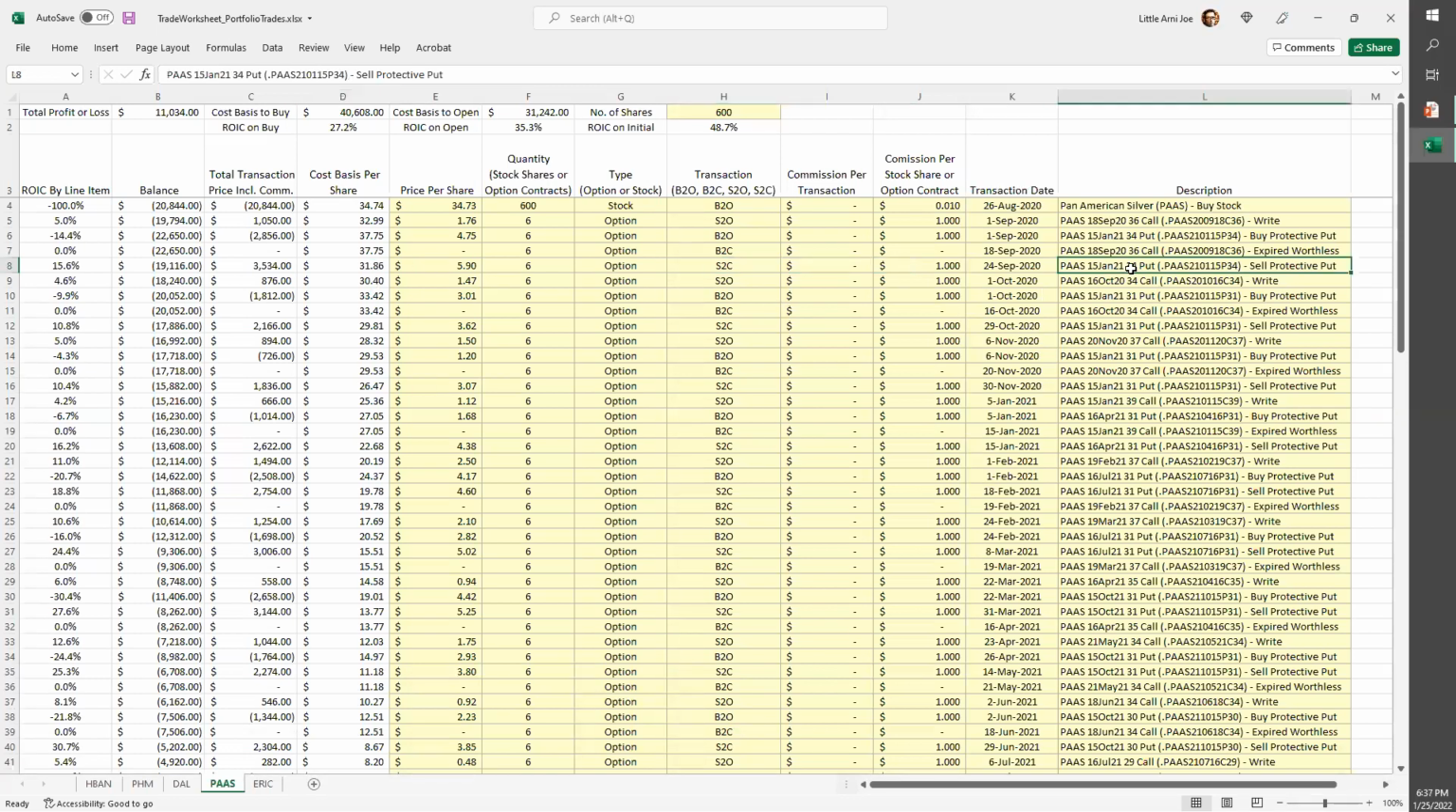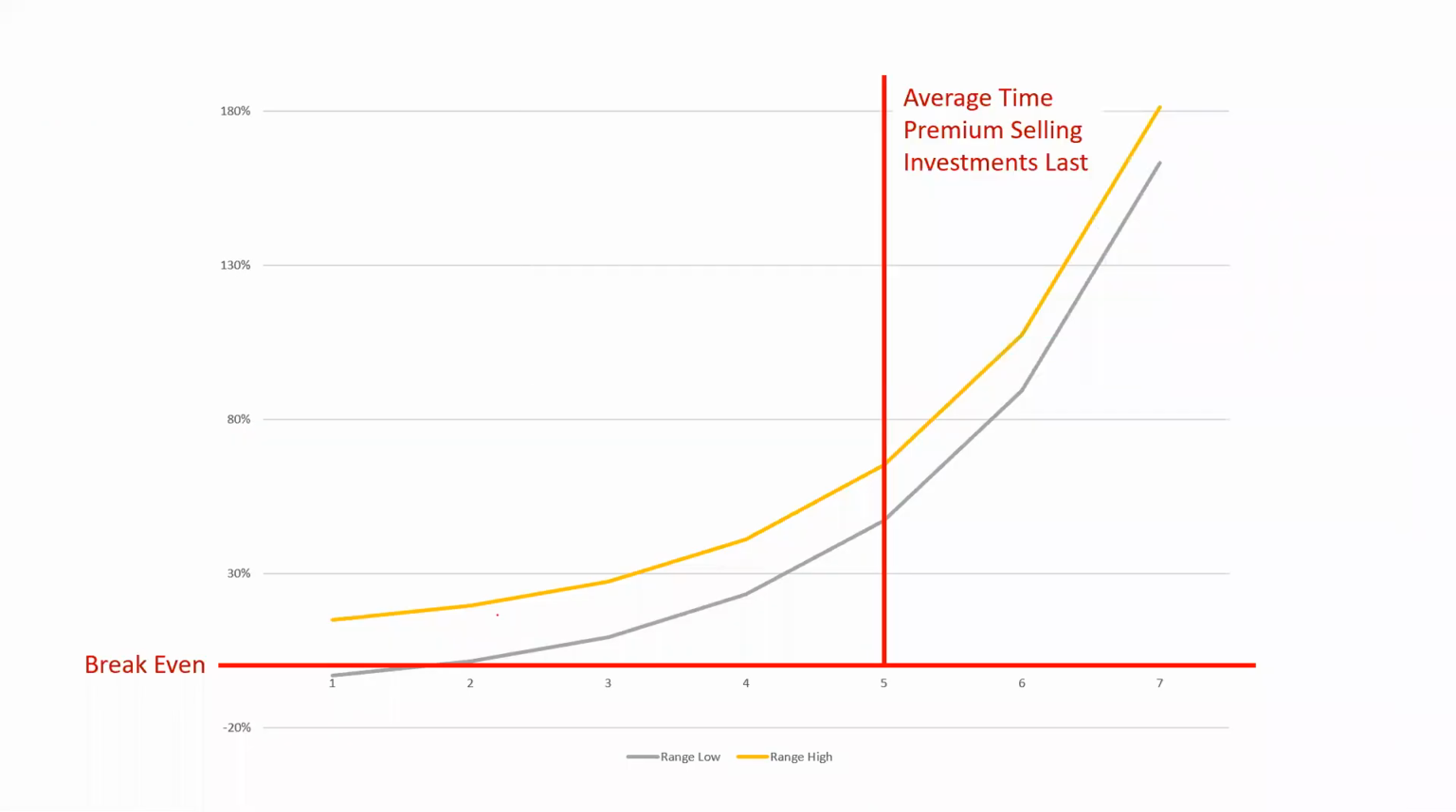Remember, I'm protecting this trade down to $34. So my break-even price is now lower than where I'm protecting my trade. And that's this bottom line. This bottom line shows that after the first month, I'm now in what's called a risk-free trade.